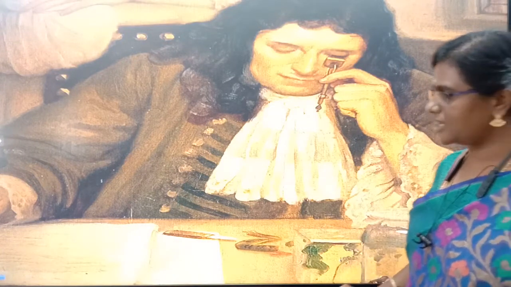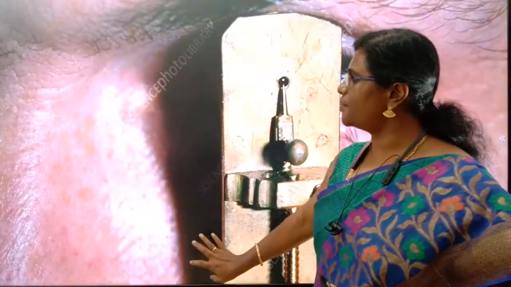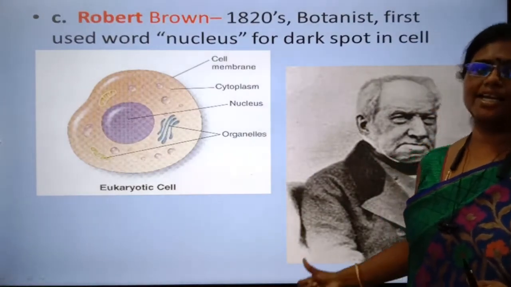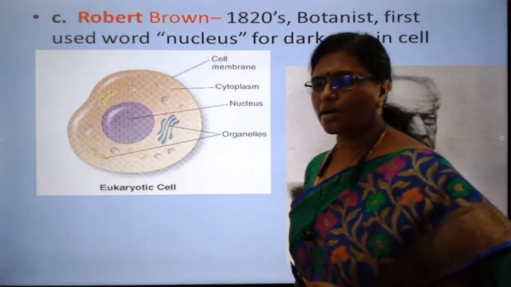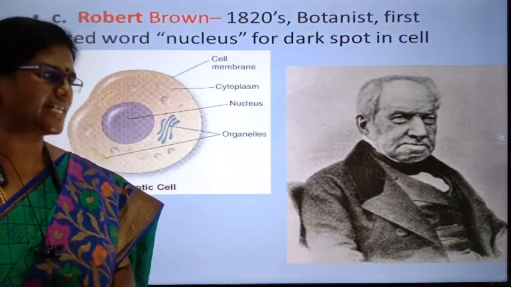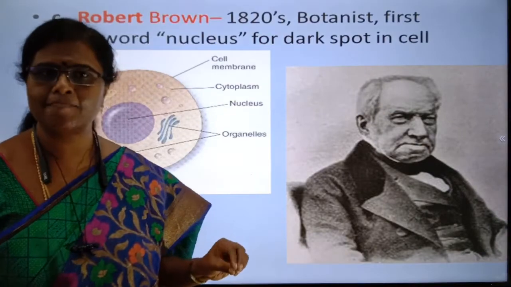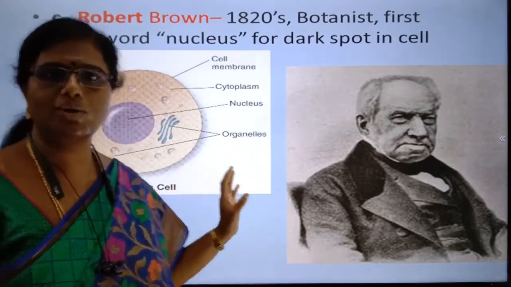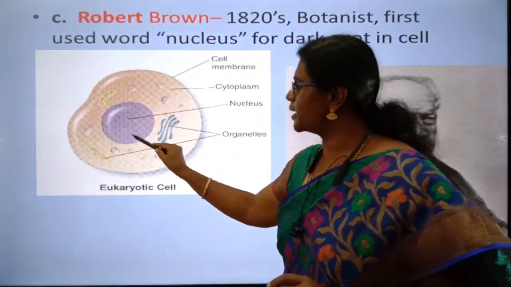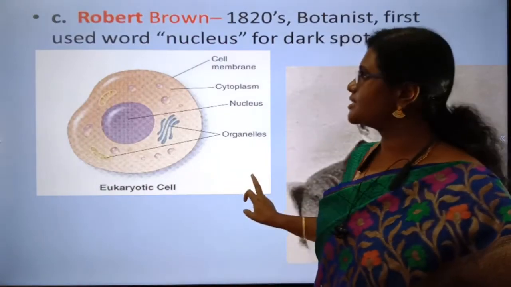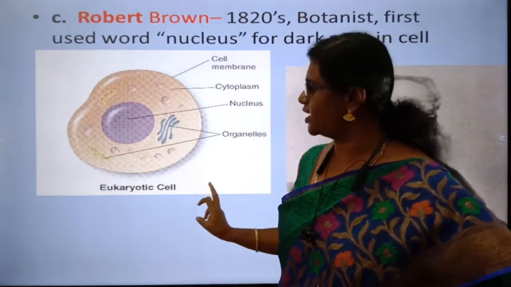So he is observing the moving cells in the pond water. His name is Anton von Leeuwenhoek. Next scientist we are going to see is Robert Brown, who discovered the nucleus. I think you are familiar with the nucleus. Every cell has a controlling center called the nucleus. You can see in this picture the center part which controls the parts of the cell is called the nucleus. So he is the person who discovered the nucleus.